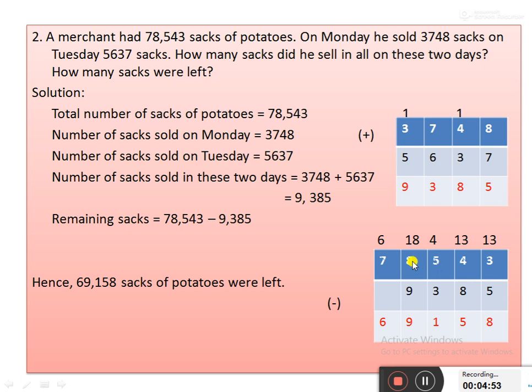9 from 8 we cannot do the subtraction because 8 is the smallest number. Again we can borrow from the 10,000s place. So in the 10,000 place, 7 is here, 7 minus 1 is equal to 6, we borrow 1 tenth. So 8 will become 18. 18 minus 9 is equal to 9, 6 directly we can take. So hence 69,158 sacks of potatoes were left.